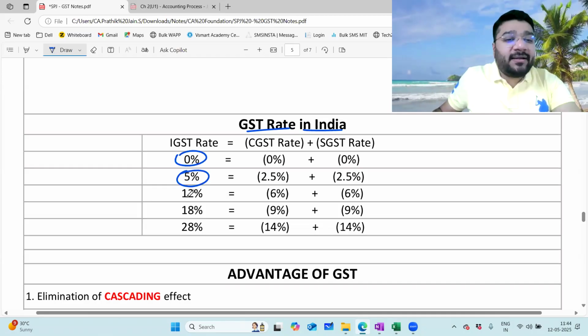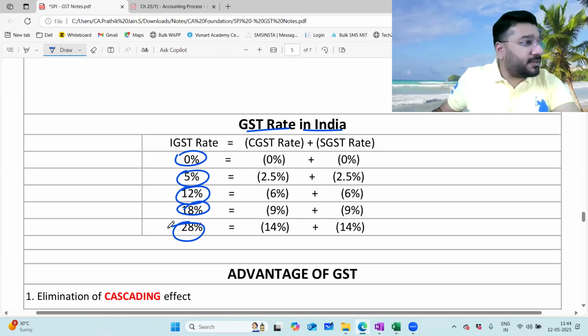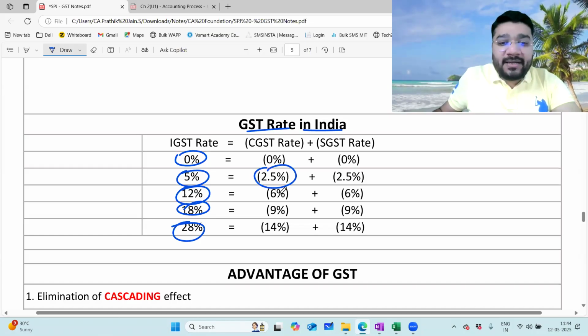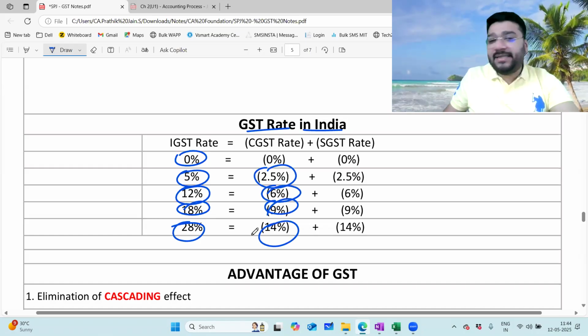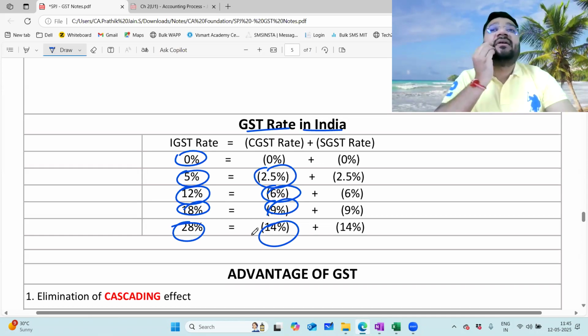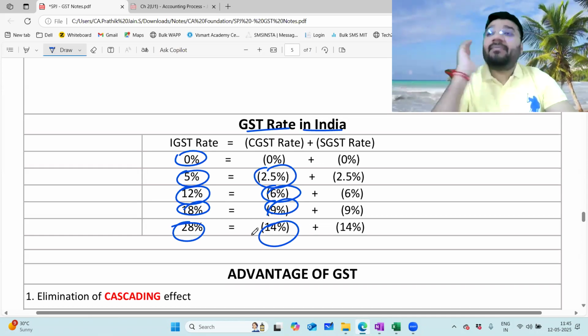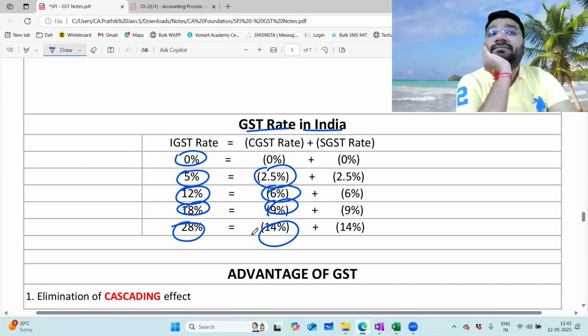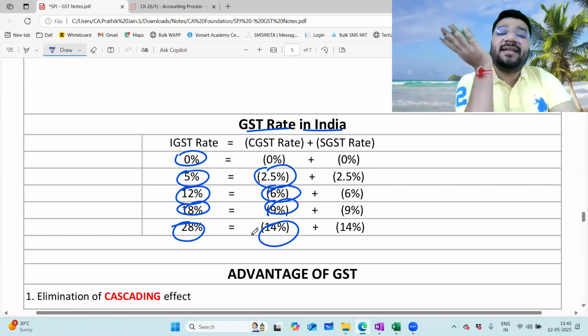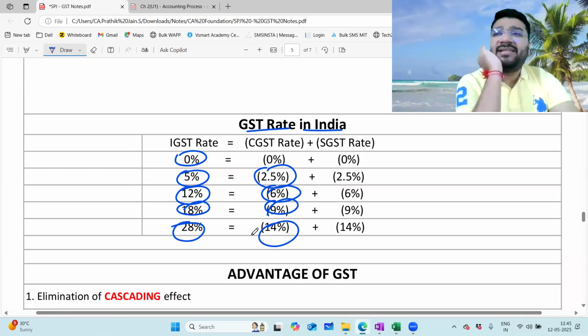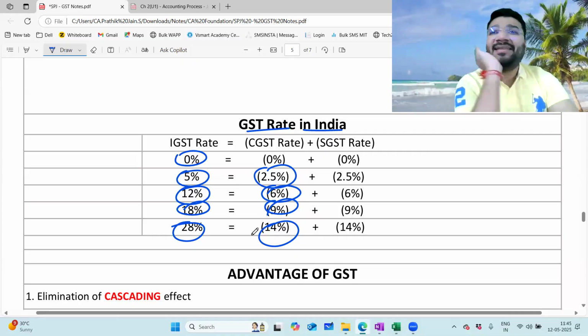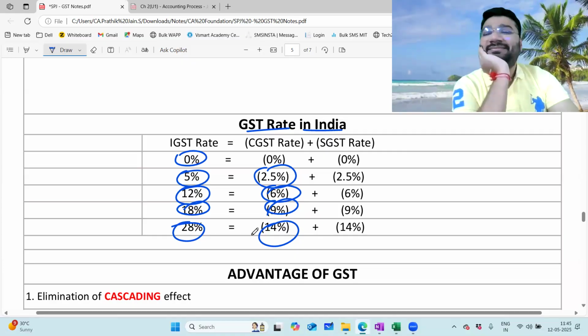0%, 5%, 12%, 18%, 28%. 2.5%, 6%, 9%, 14%. Please tell me out of this, which are the rates prescribed by the government? How many rates are prescribed by the government? 0, 5, 12, 18, 28, 2.5, 6, 9, 14. All these are rates only, sir. That's what it is. Everything is a rate only. Tell.